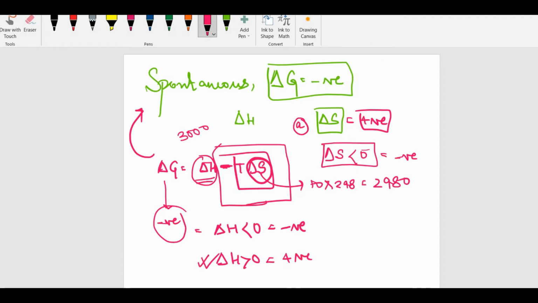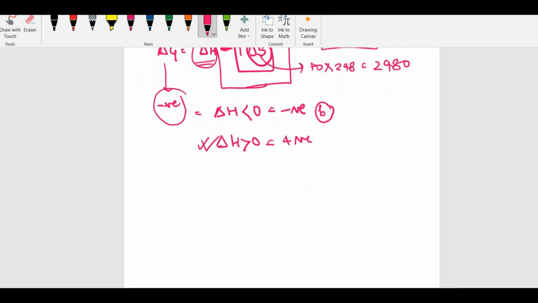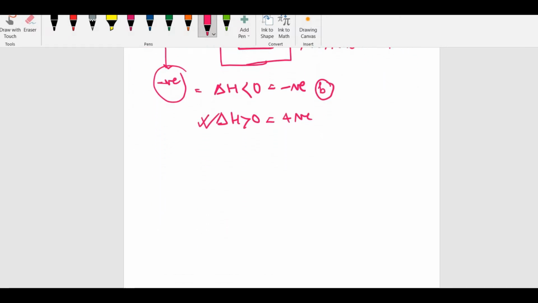So in this case, we will always mark option B, which says delta H has to be negative so that the entire thing comes out to be negative. Delta H would have been positive if the value was given to us. What range is it in? So in this case, the safest option would be delta H less than 0. Clear? Okay, moving on to the next question.